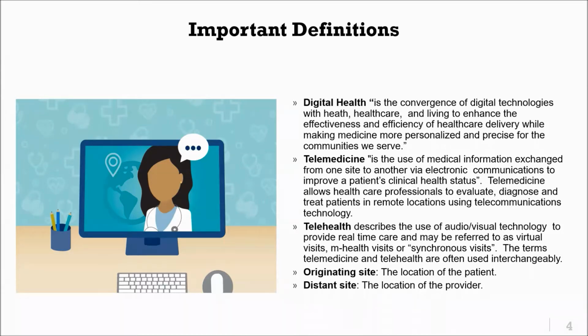Two important terms we have to clarify because they've changed because of the waiver. The originating site, which is the location of the patient. And prior to the waiver, the originating site was an office or a facility. Now the originating site can be the patient's home. And hopefully after the waiver, there'll be appropriate legislation which will allow the originating site to continue to be the patient's home. The distant site is the location of the provider, which was formerly also the office, but now it can be anywhere the provider is located, including their home.